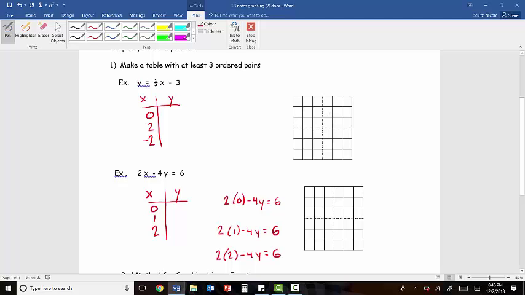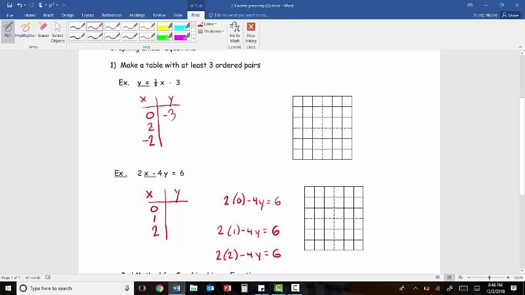So because y is all by itself, I'm going to go ahead and plug 0 in for x. And I'm just going to do this in my head. 1/2 times 0 is 0. And then subtract 3, you're going to get -3. Now I do want to point out you can pick any x values that you want. You don't have to use mine. I just usually pick numbers that are pretty close to the origin. They're usually a little easier to graph.